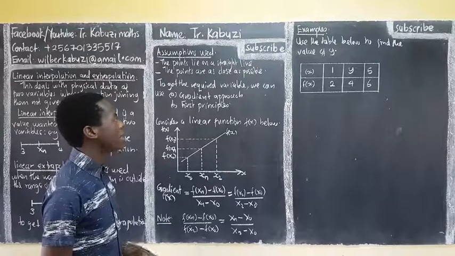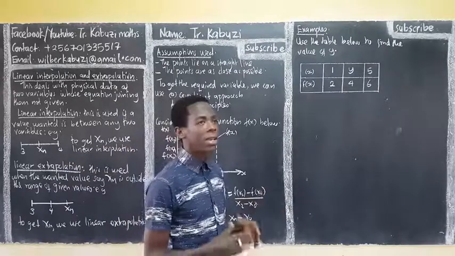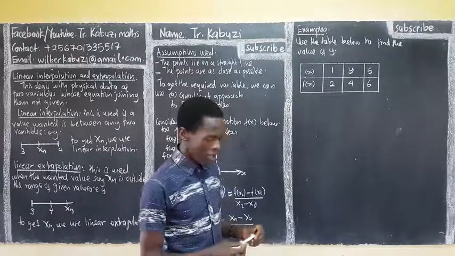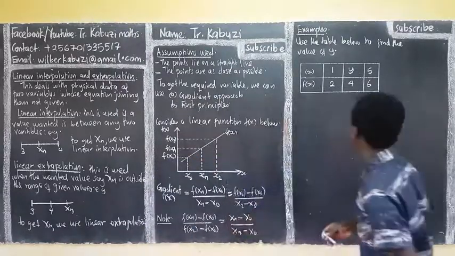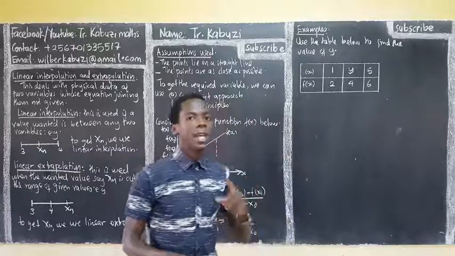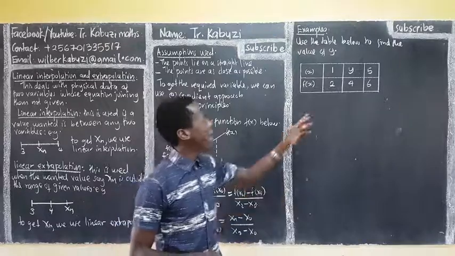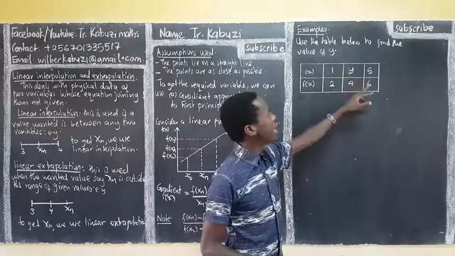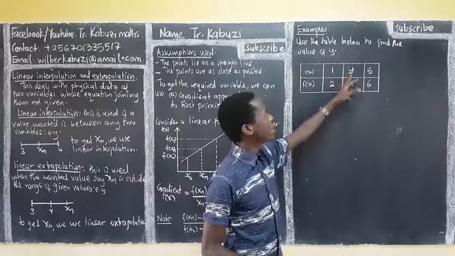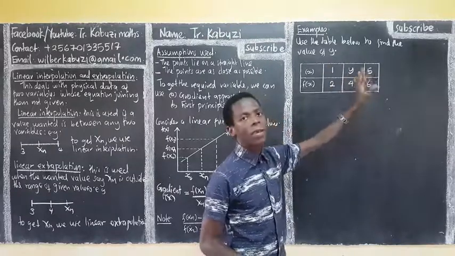The examples are very easy. In most cases, make sure that the unknown you want is in the numerator so that you can easily simplify. So, use the table below to find the value of y. You see, this is the missing value. So what you use here is a set which has the unknown and other two sets where all the values are defined. So I'm going to use this and this, then next I use this and this. So we get a gradient of this and this, and also the gradient of this and this. They are going to be equal because we assume that all these points lie on one line.